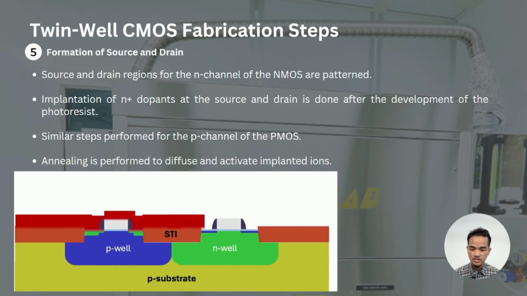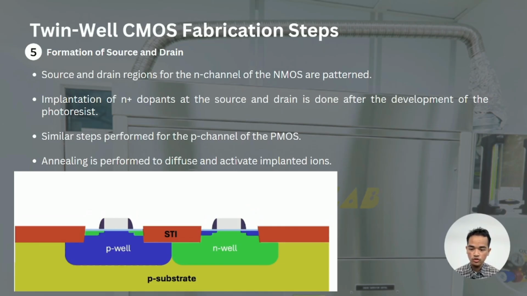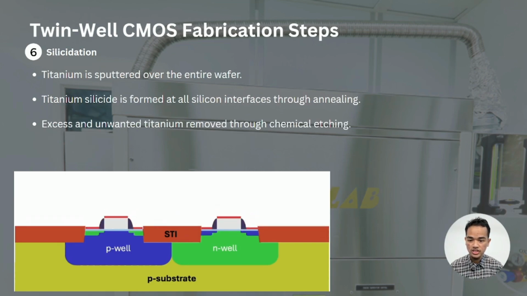Once the nitride spacers have formed, the source and drain regions for both NMOS and PMOS can be patterned and developed, where N-type dopants and P-type dopants are implanted for the NMOS and PMOS respectively. The wafer then undergoes annealing to activate the implanted ions. Before the contacts for the CMOS can be made, the wafer first undergoes salicidation. In this step, titanium is sputtered and deposited across the entire wafer. Annealing is done to cause titanium silicide to form at all silicon interfaces. The excess titanium is then removed through etching.